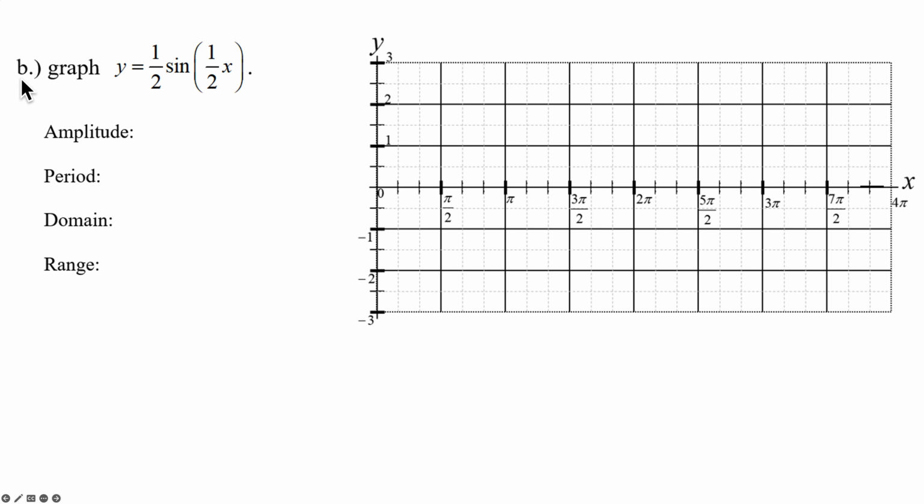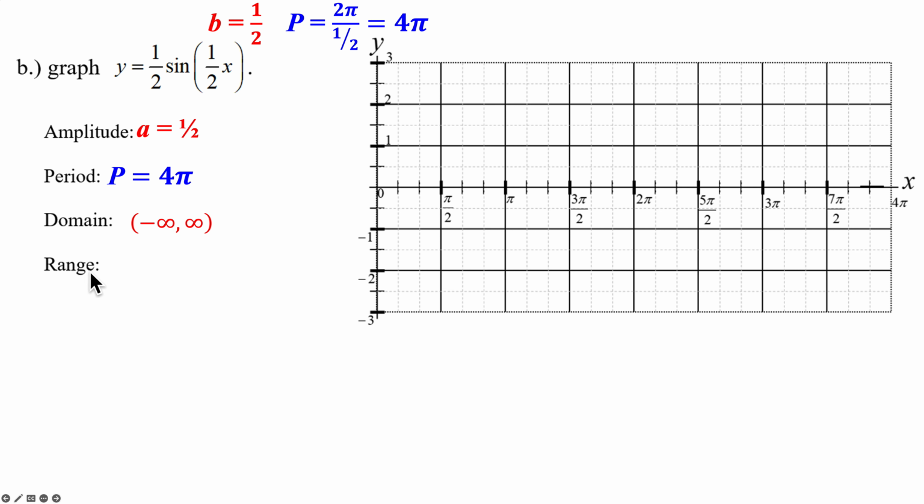All right, next example, part B, y equals 1/2 sine of 1/2 x. All right, now b is a half. I put that into my formula, 2 pi divided by a half. Well, we don't divide by half, we multiply by its reciprocal. 2 pi times 2 is 4 pi. My amplitude is going to be a positive 1/2. We just found the period length. The domain, still all real numbers, but now my range is altered by the a value: -1/2, 1/2 with brackets.